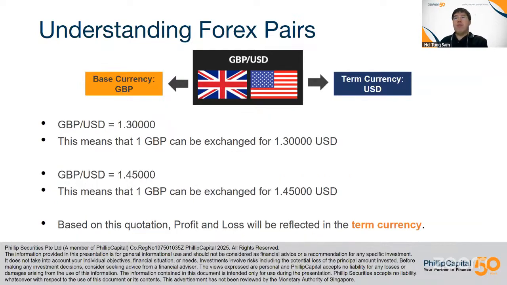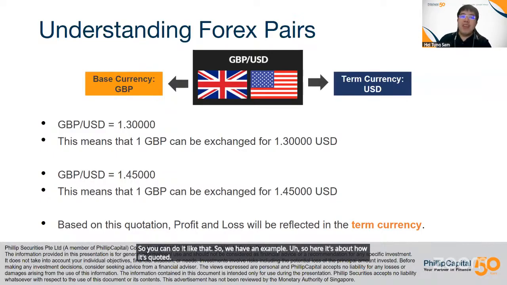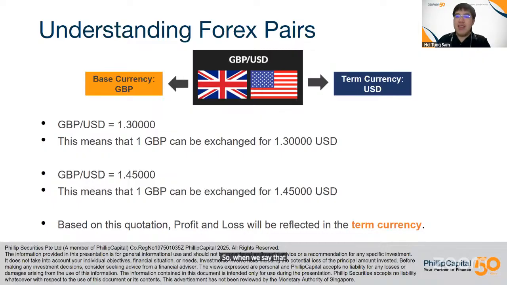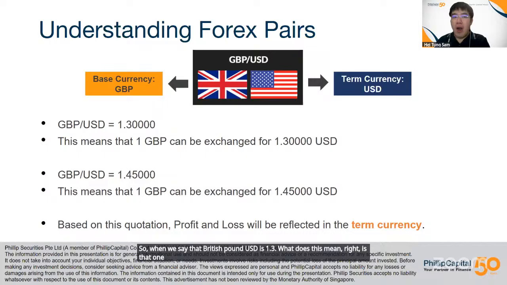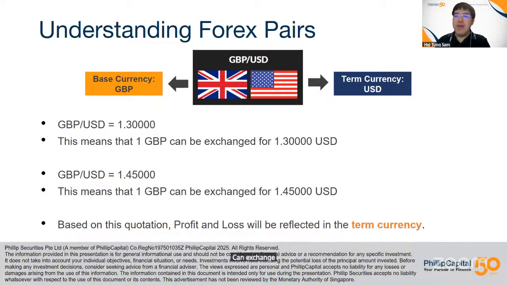So we have an example. Here is about how it's quoted. When we say that British pound USD is 1.3, what does this mean? It means that one British pound, or one base currency, can exchange for how many of the term currency, the currency on the right. So 1.3 means 1 pound can change for 1.3 US dollars.